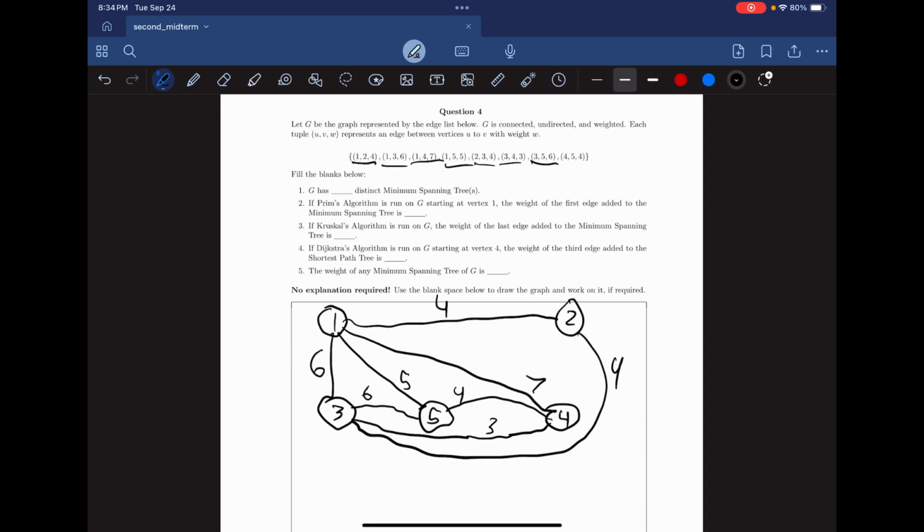So now we're going to look at some of the different questions here, and we're going to try to figure out what our answers will be. So the first blank that we have here, highlight it: G has blank distinct minimum spanning trees.